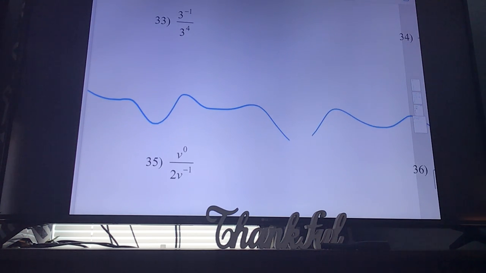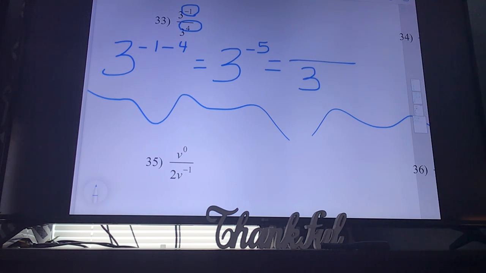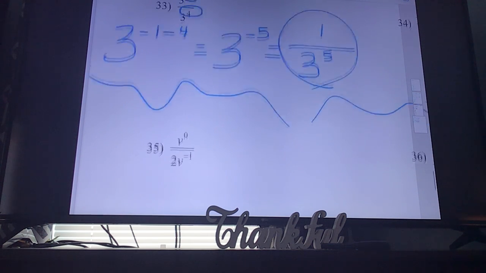Okay, 33. We always keep the big. And we say the top minus the bottom. So -1 minus 4. Okay, well, -1 minus 4 is going to be 3 to the -5. Okay, where do negatives go? On the bottom. So 3 to the 5. And what do we put on top? If there's nothing on top, what do we put? A 1. Good job, guys.